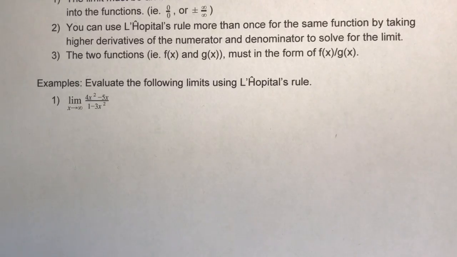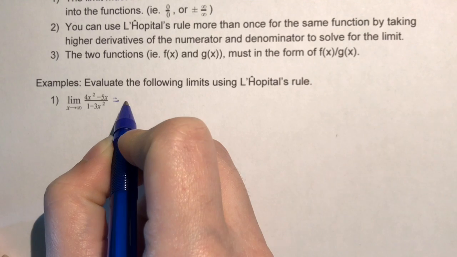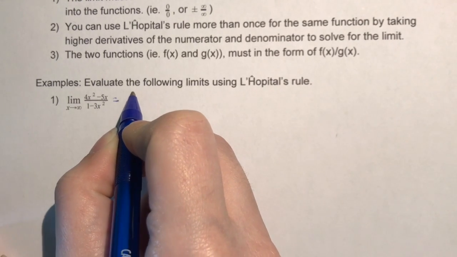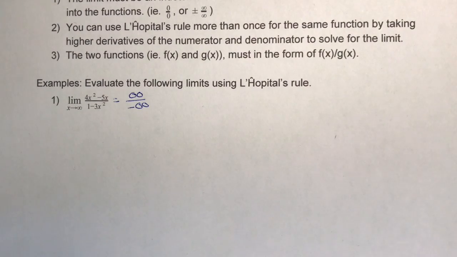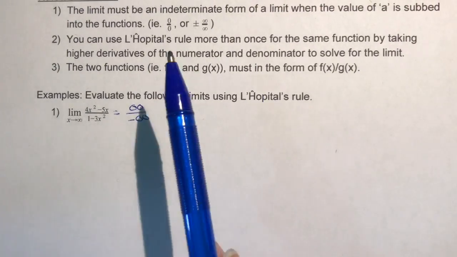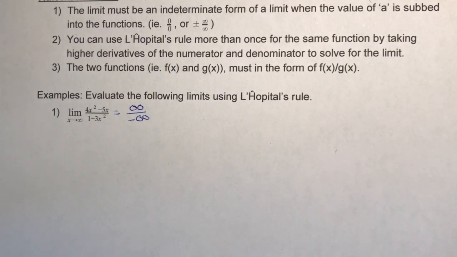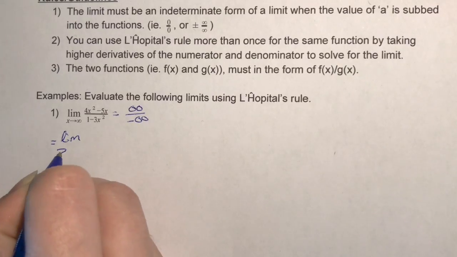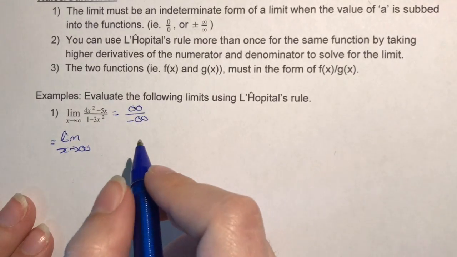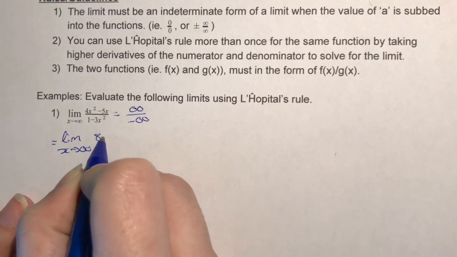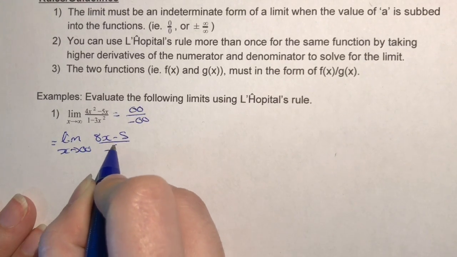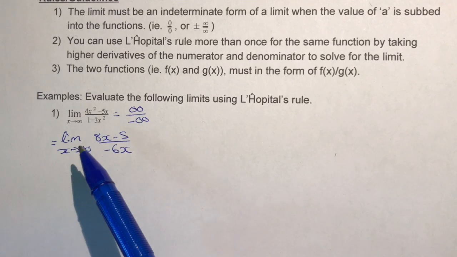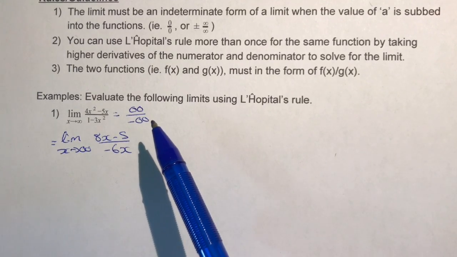So the first example, when subbing in infinity, we can tell that f of x, the top function, is going to be equal to infinity, and the bottom function is going to be equal to negative infinity. Therefore, this function meets the criteria of being an indeterminate form when the value of a is subbed in. The limit as x approaches infinity, we can take the derivative of the top function, 8x minus 5, and divide it by the derivative of g of x, the bottom function, which will be negative 6x. When subbing in a, we get still infinity over negative infinity.